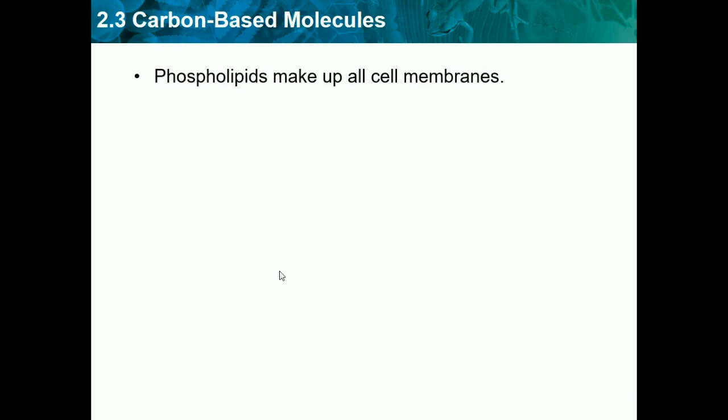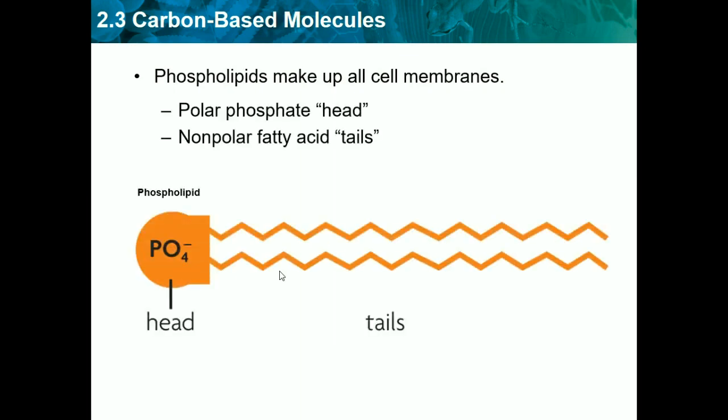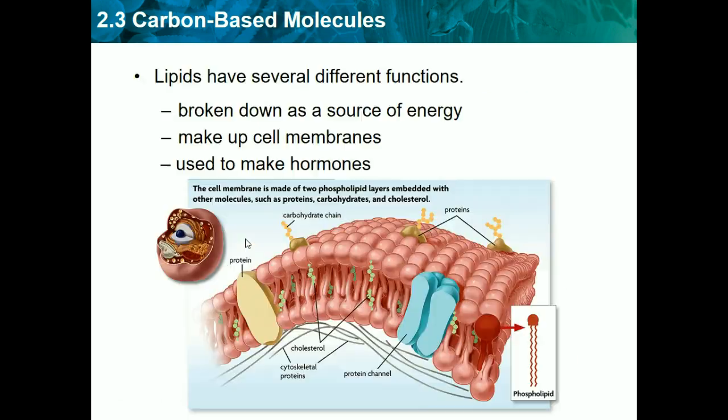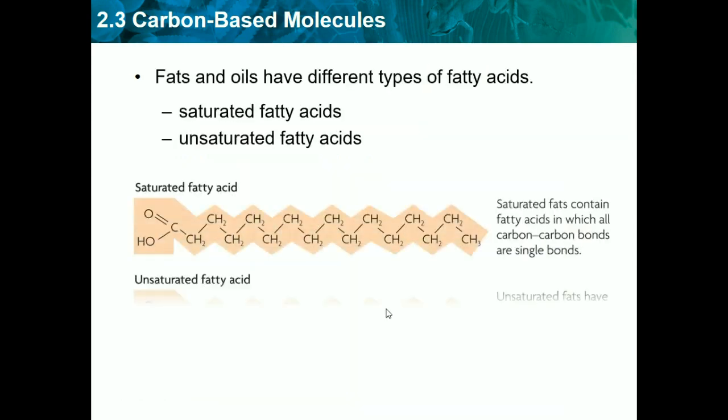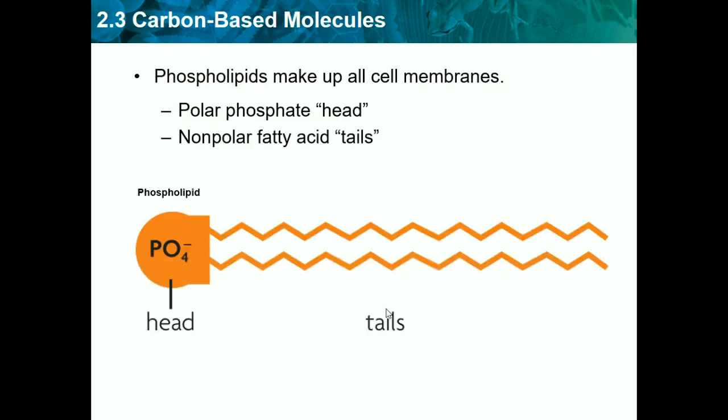So phospholipids make up all cell membranes. As we learned, phospholipids are a type of lipid, which makes up the cell membrane. So there's a polar phosphate head and the nonpolar fatty acid tail. So the polar head is this part right here, and the nonpolar tail. So there's two parts to the phospholipid, and these make up the cell membrane, as we saw back here. This is the phospholipid, polar head, nonpolar tail, and they just intertwine with each other, opposite directions, and that's what makes up the cell membrane. And it gives it special qualities, which we will learn about in the next chapter.